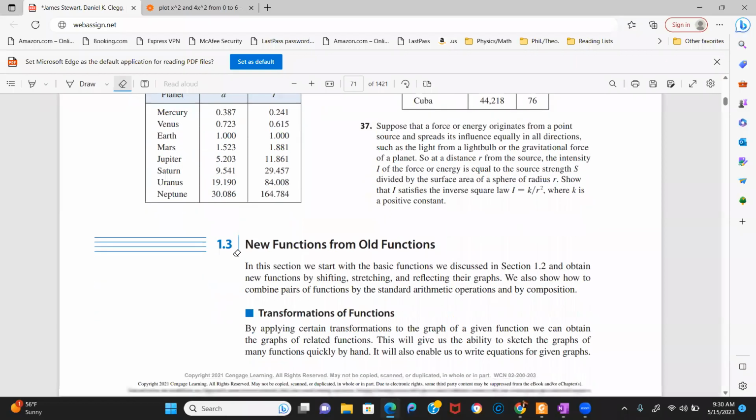So let me share my screen. All right, so hopefully you can see this. So this is 1.3, new functions from old functions.